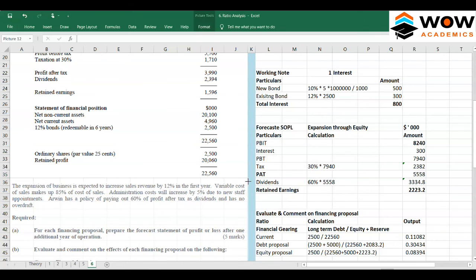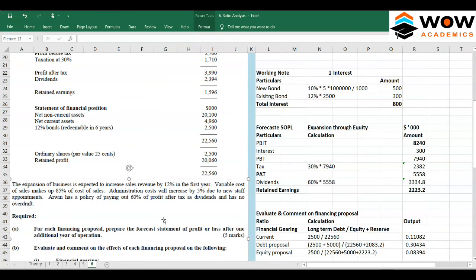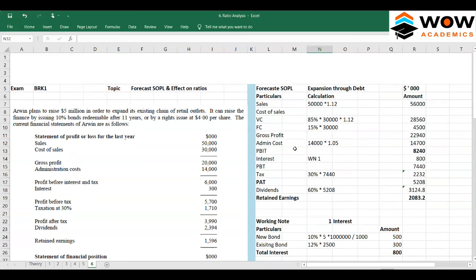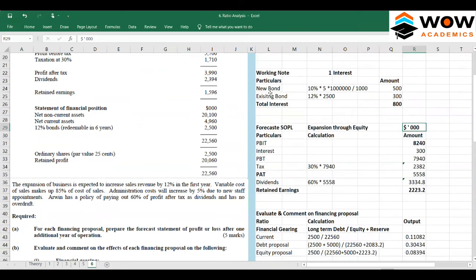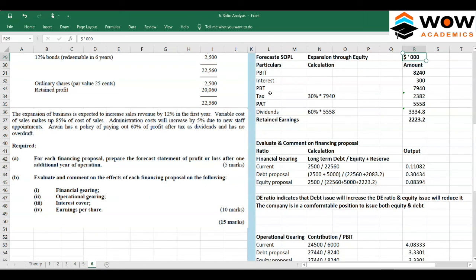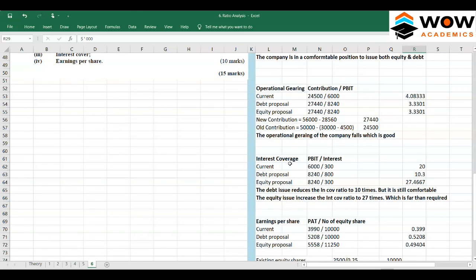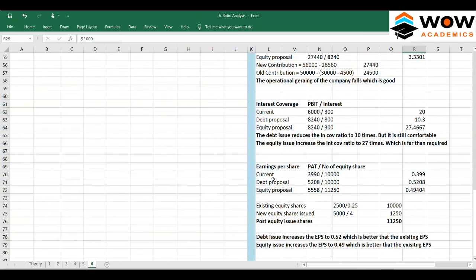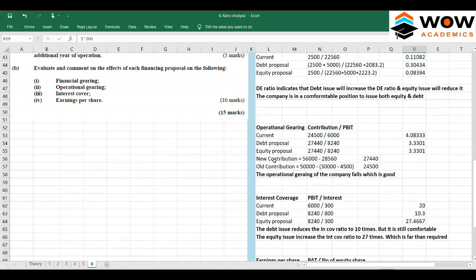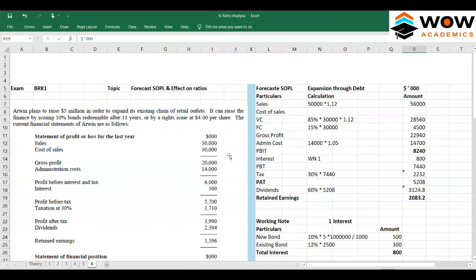So that's about the concept here. Hope you guys got a good idea. We'll end this class here, or if you want we could make a recap. First try to adjust and get the SOPL for debt, and thereafter for equity. Then work out the ratios. We started with financial gearing ratio, then operational gearing ratio, then interest coverage ratio, and finally EPS ratio. For each one you have to give a comment, and we have also given the comment. So that's about this problem. We have finished our ratio analysis chapter.